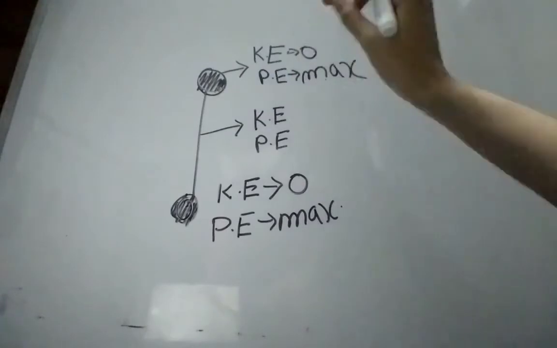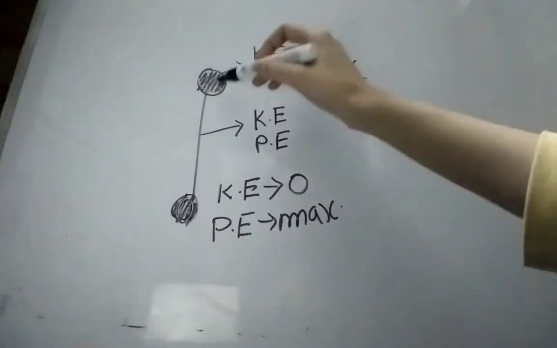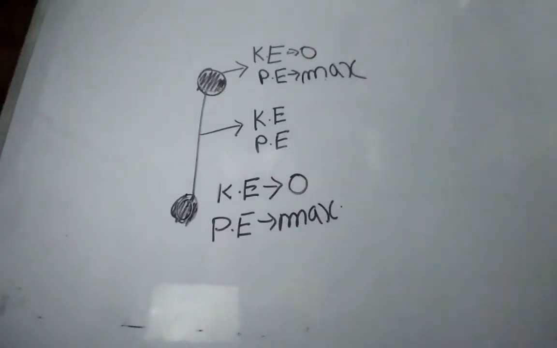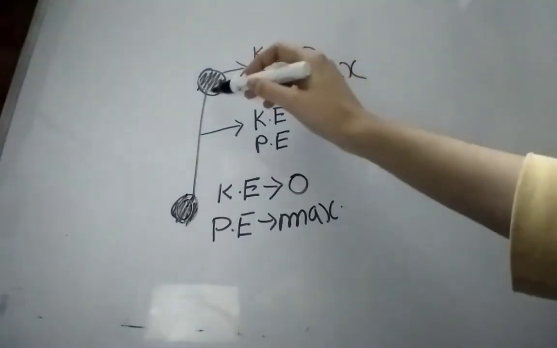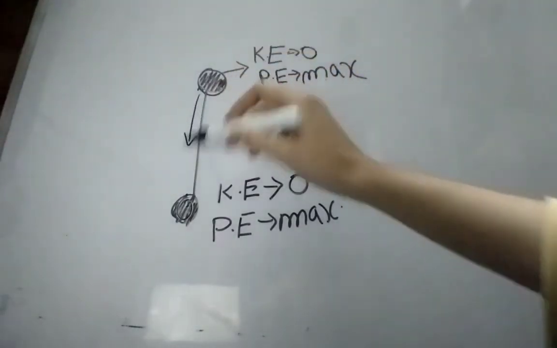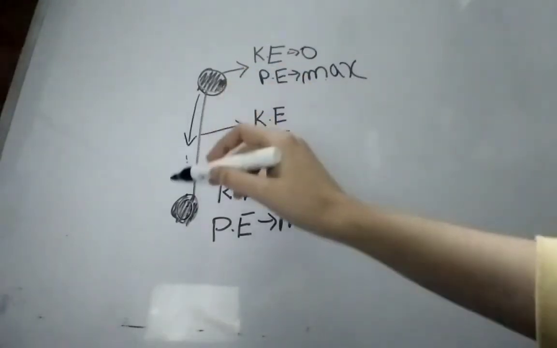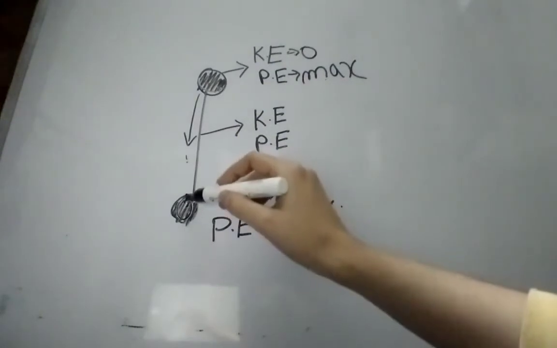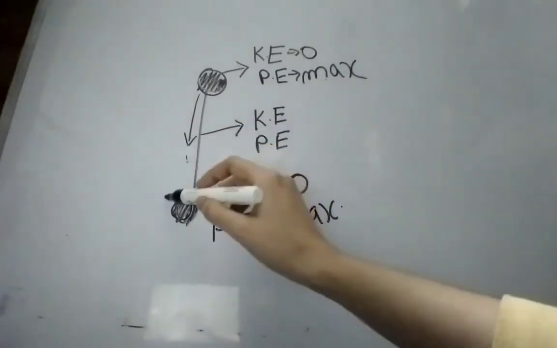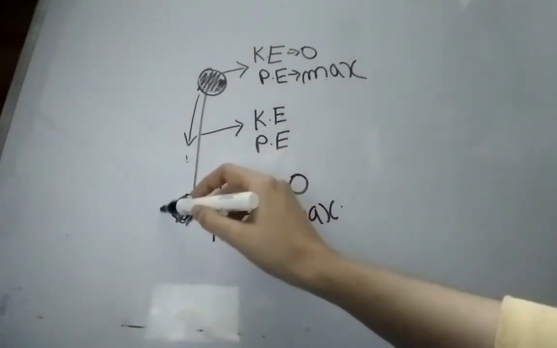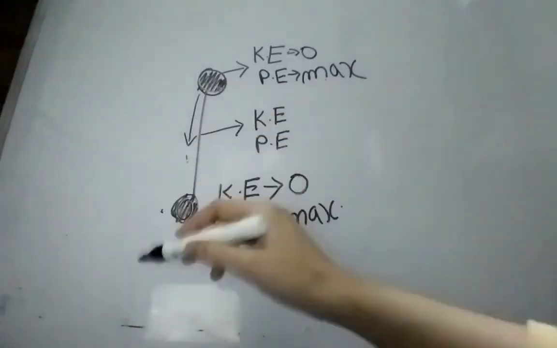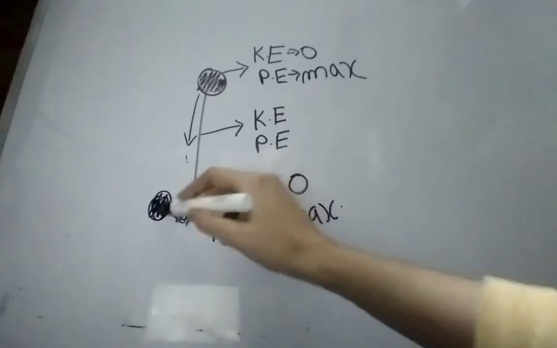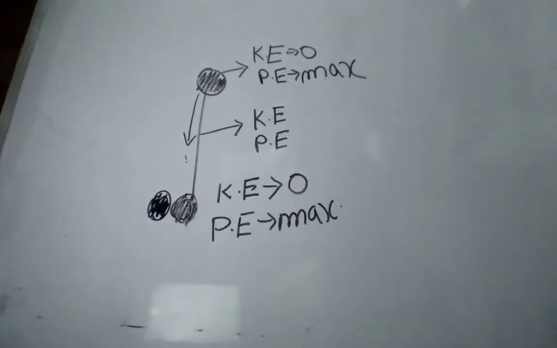This happens just for a moment, just before starting the downward motion. The kinetic energy is 0 and potential energy is maximum. Then again, when it starts to move in the downward direction, the kinetic energy increases and potential energy is decreasing. And when the object is again at the rest position, or when it comes back on the earth's surface, then again the kinetic energy is 0 and the potential energy is maximum.